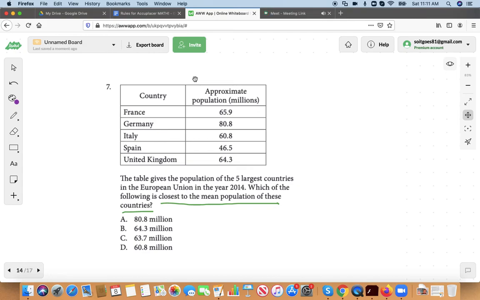So what do we do? We're just going to add them all up, right? Just add them all, and then do what? You're right. And divide by what? The number of countries. Yeah, and how many countries are there? 5, absolutely. So let's add them all up. I'm doing it right now on the old calculator.